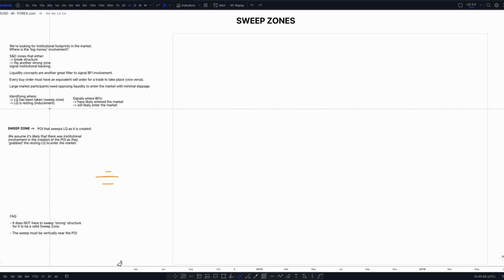So large market participants need opposing liquidity to enter the market with minimal slippage, right? If you want to buy here with a ton of volume, you want a ton of volume to be exactly where you want to buy. You want a ton of volume to be selling to you that you can buy from, so you can transact at this level rather than getting filled all the way up here.